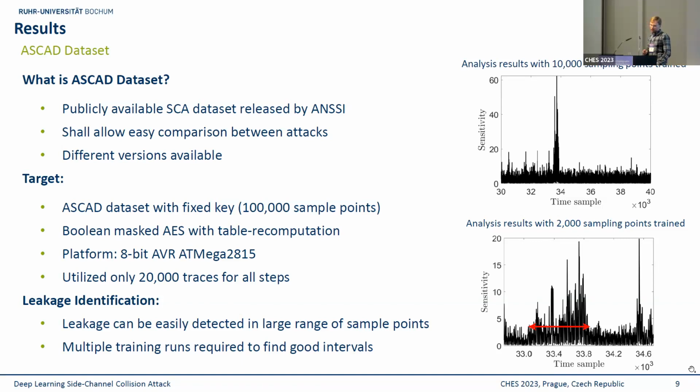Yeah, for this ASCAD fixed key data set, we always use the 10,000 points, but for other data sets that contained much more sample points and where the leakage in general was higher, we were also able to increase the range up to 100,000 points, and we were still able to reveal the leakage.